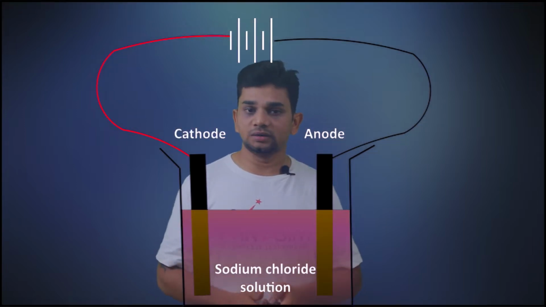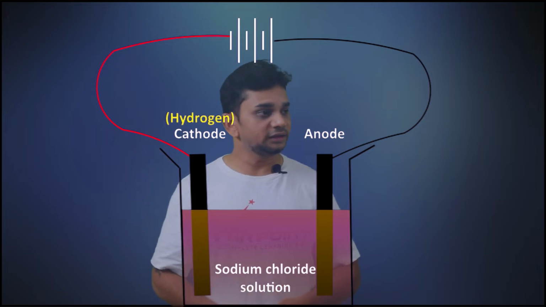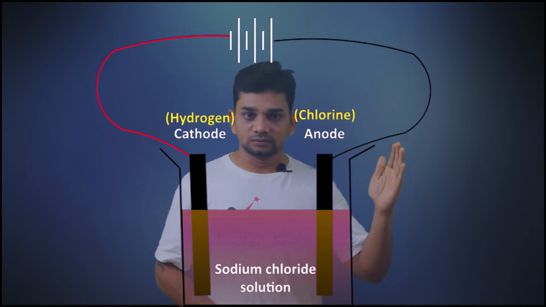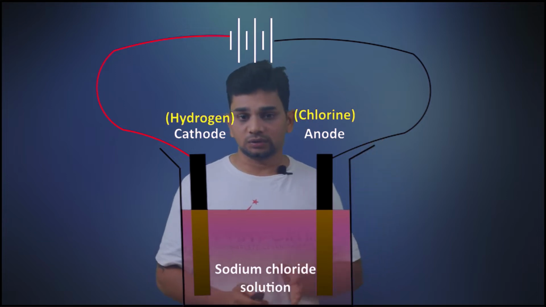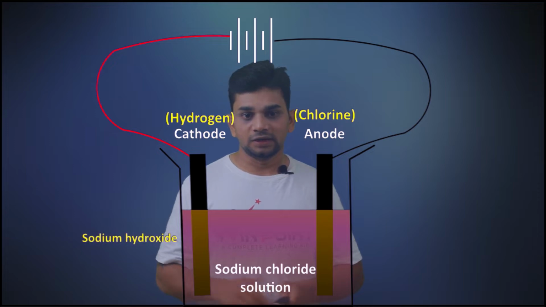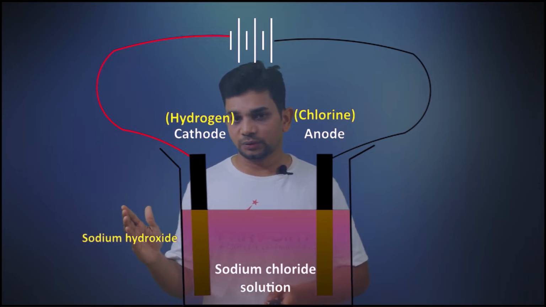During the chemical reaction, we will get hydrogen at cathode and chlorine at anode. Near to cathode, we will get sodium hydroxide solution.